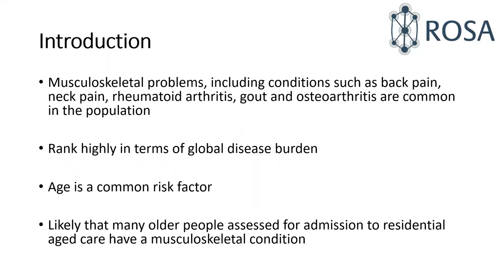Musculoskeletal problems, including conditions such as back pain, neck pain, rheumatoid arthritis, gout and osteoarthritis are common in the population. They rank highly in terms of global disease burden, particularly in terms of morbidity. Age is a common risk factor for many of them, and it's likely that older people assessed for admission to residential aged care have a musculoskeletal condition.